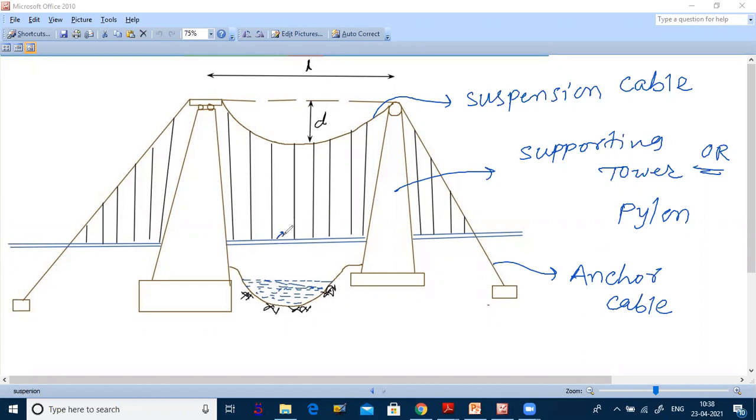This is your roadway, or road. This is called the deck slab. The load on the deck slab will be transmitted to the cable, and that will be transported to the cables. Those vertical cables are called suspenders, or you may call them hangers.